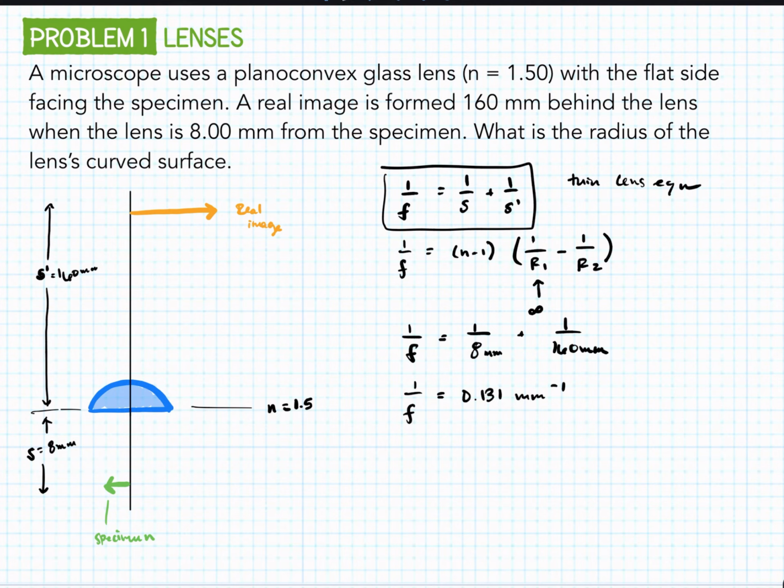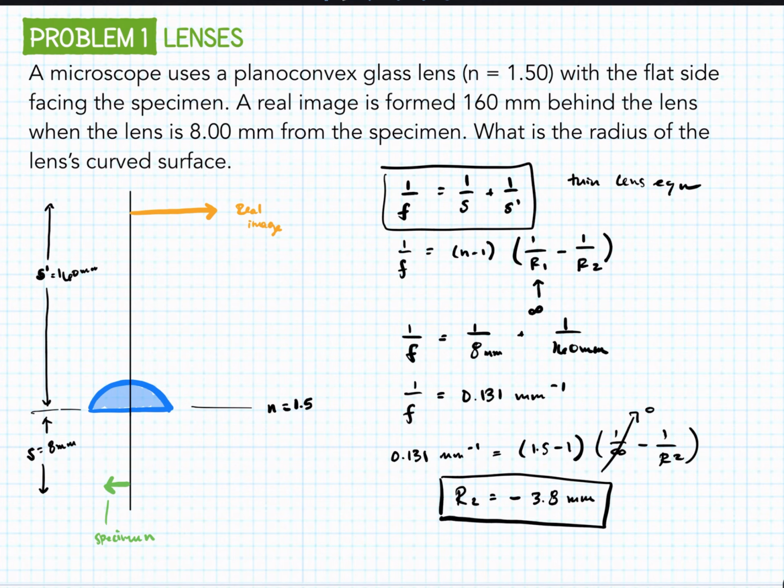when we plug in n equals 1.5, we end up with 0.131 millimeters inverse is equal to 1.5 minus 1. That's our n minus 1. Times 1 over infinity minus 1 over R2. Remember, this is going to go to 0. Our R2 is going to be equal to negative 3.8 millimeters, which means it's a convex radius, and that's what we see here.